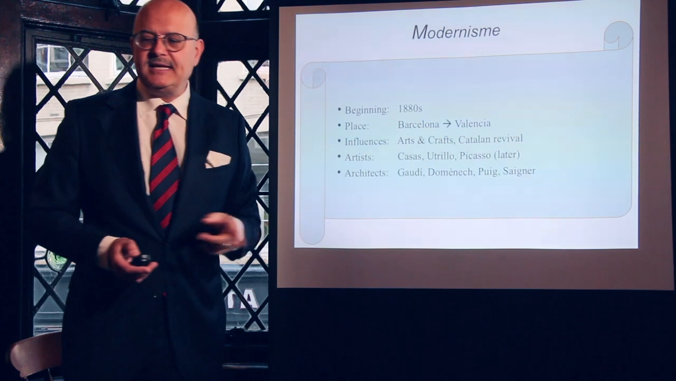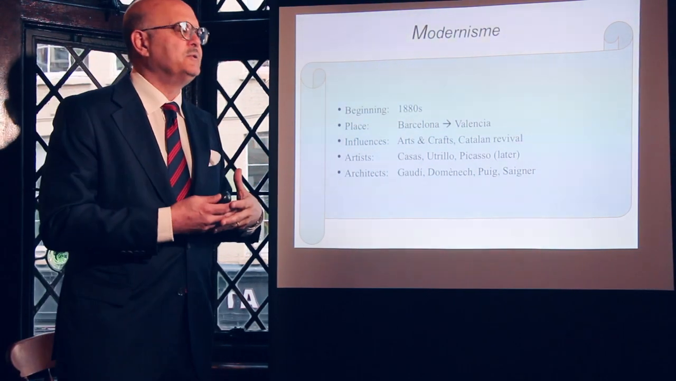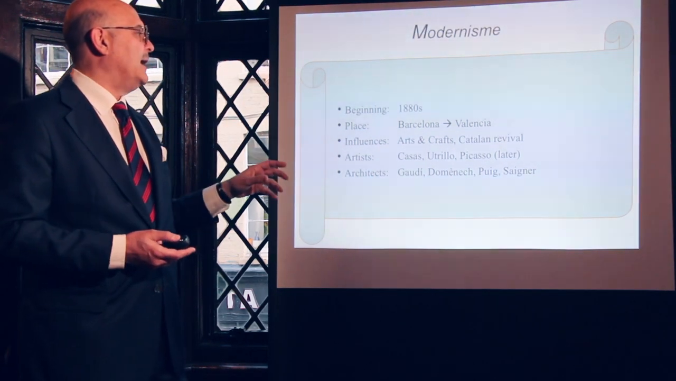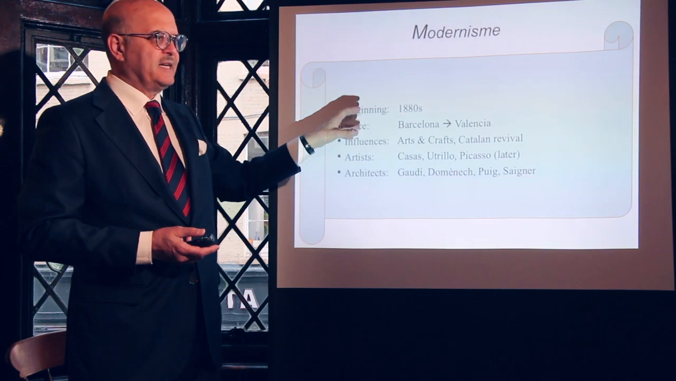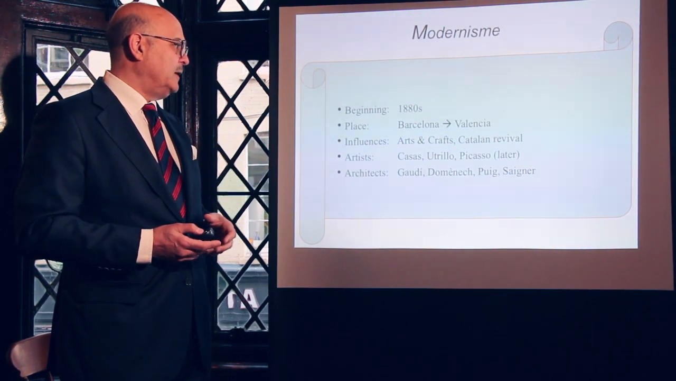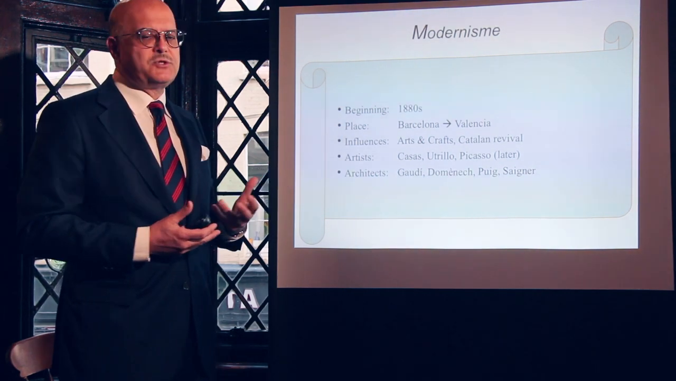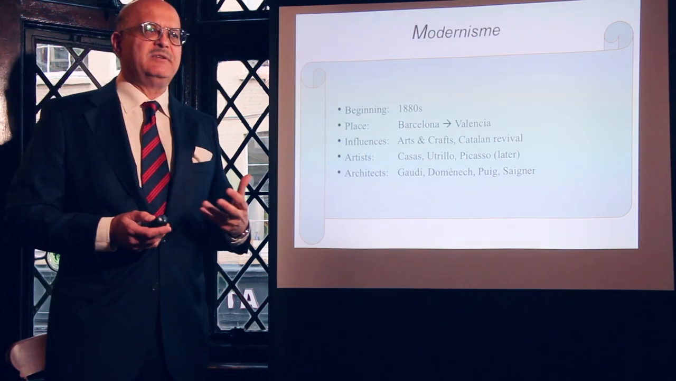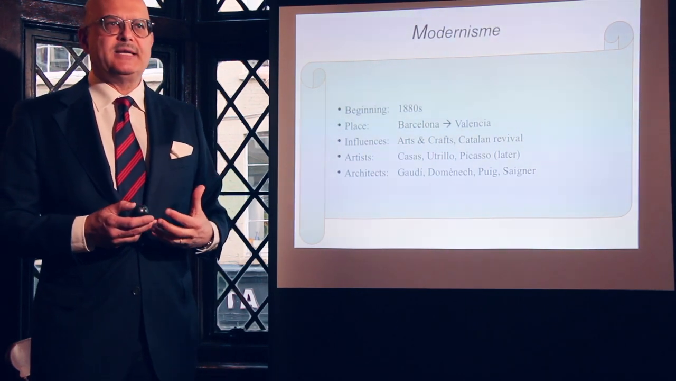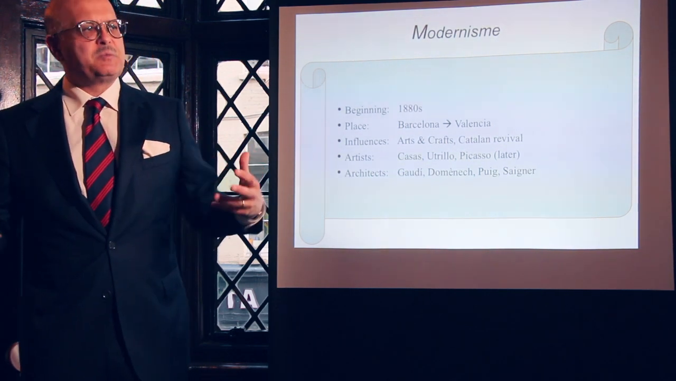Another thing that starts in the 1880s, both of these before Nouveau, interestingly, although they're often linked to it, is Modernisme, or Modernismo in Spanish. That really started mostly in the Catalonian area of Spain, although there's quite a bit in Valencia and other places as well. It was influenced by arts and crafts. It was influenced also by the Catalan revival, the idea that as Catalonia became the first part of Spain to industrialize, it really reinforced a sense of independence and difference from the rest of Spain.